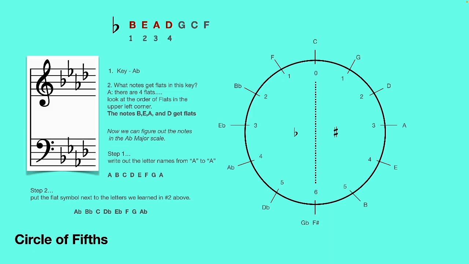Now, step 2, put the flat symbol next to the letters that we learned about up above there. Put a flat next to the B, to the E, to the A, and the D. And guess what we have? We have our A flat major scale. That's important information. So we can do this with any of these scales here.